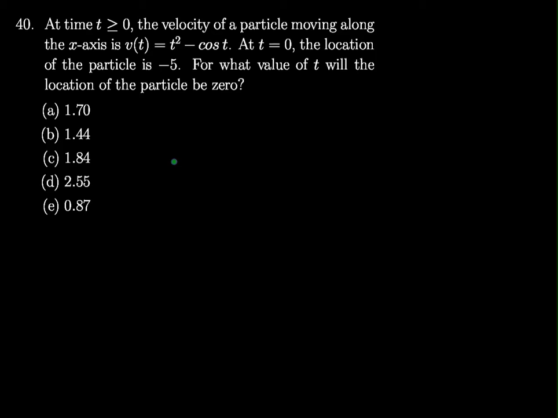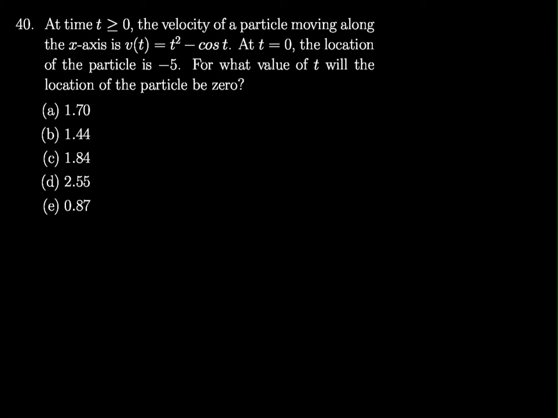40. At time t greater than or equal to 0, the velocity of a particle moving along the x-axis is v of t equals t squared minus cosine of t. At time t equals 0, the location of the particle is negative 5. For what value of t will the location of the particle be 0?